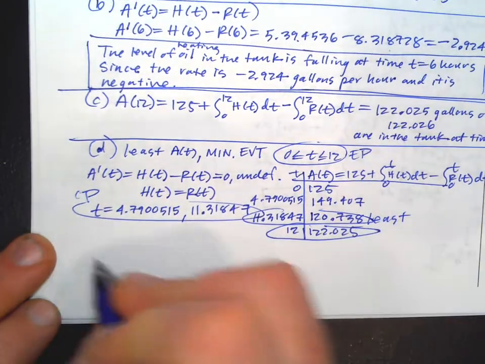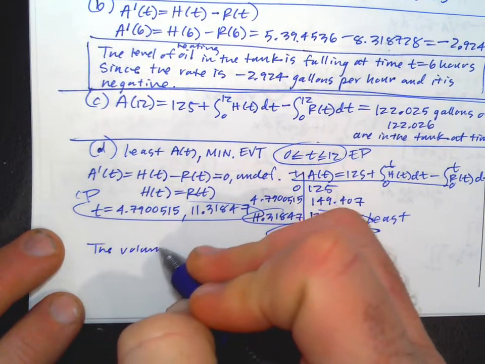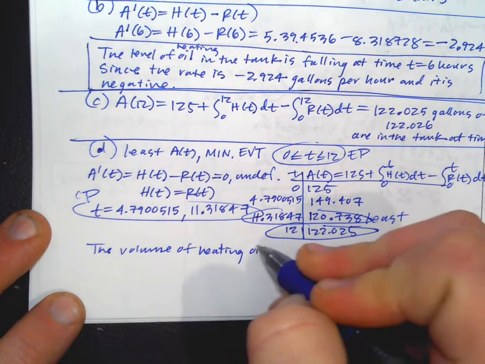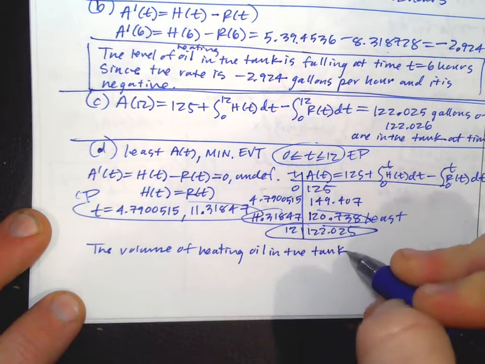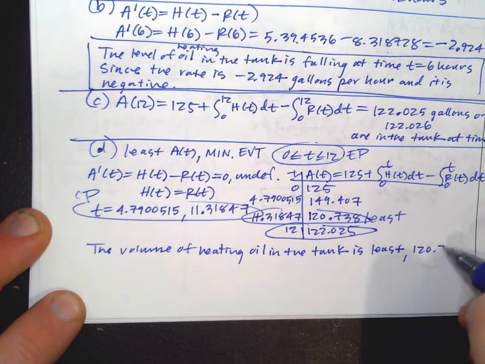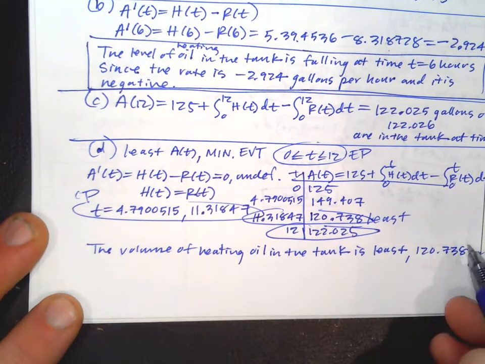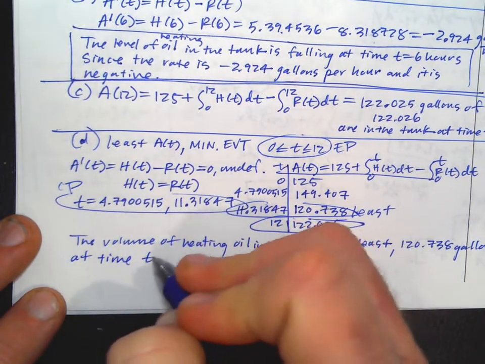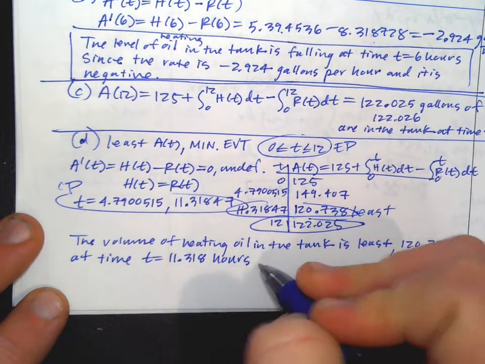So let's write a nice answer. The volume of heating oil in the tank is least. I'm going to put the answer 120.738 gallons. I don't think I need to say heating oil because I already referenced it. Gallons at time t equals 11.318 hours. So that's the answer very thoroughly.